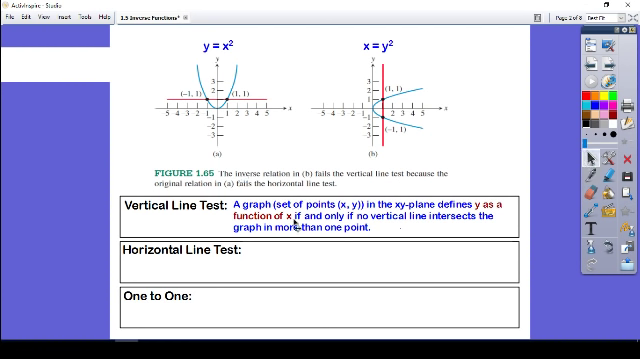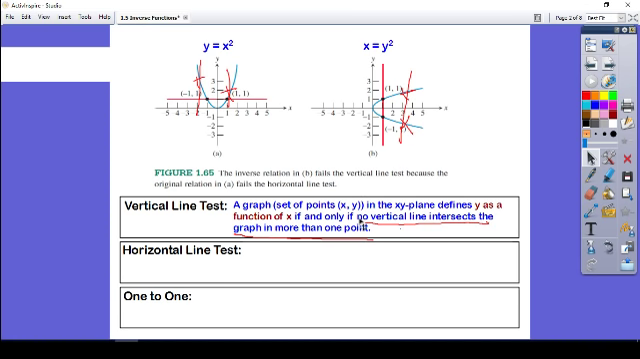This is for your notes. A graph, a set of points (x, y) in the xy plane, defines y as a function of x if and only if no vertical line intersects the graph in more than one point. Essentially, a function is only a function if a vertical line can pass through the graph at any point and only touch the graph once. A vertical line passing through here only touches once. Here only touches once. But for this graph, a vertical line would touch twice, so it's not a function.